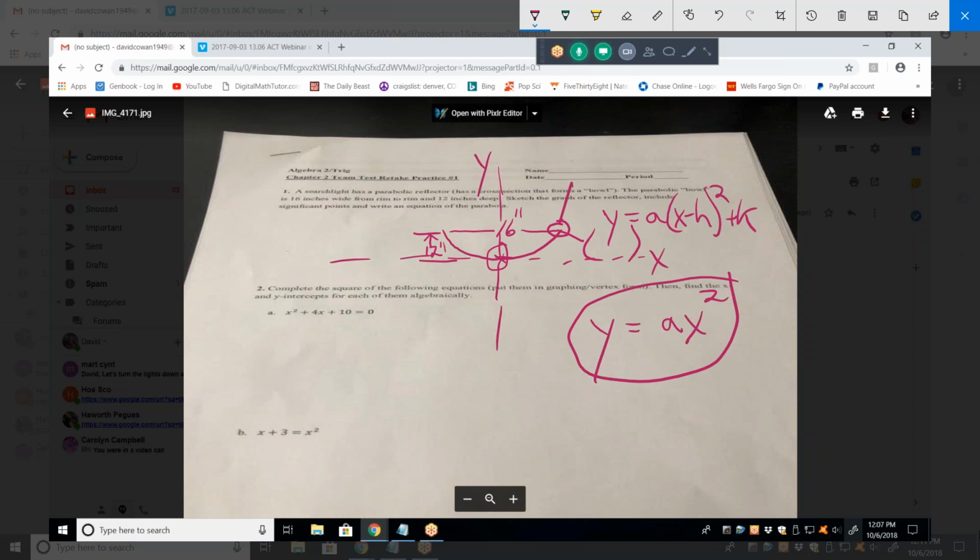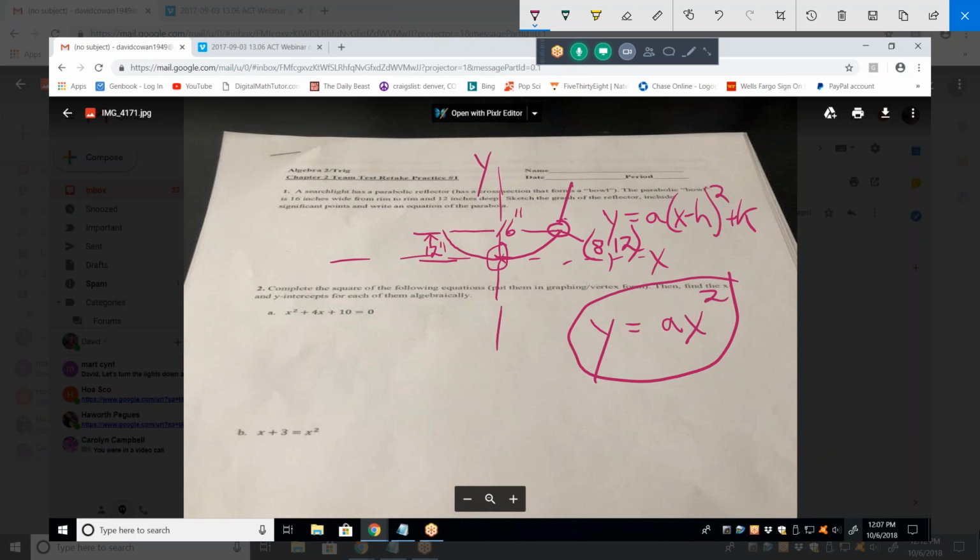It's 16 inches wide, so how far to the right are we on the x coordinate? It'd be half of 16. In other words, make your eyes go left to right. We're talking about the x coordinate. So the x coordinate of that point is 8. The y coordinate is 12. In other words, if I were to put coordinate points on that, that would be 8, 12. So I know that is on my parabola.